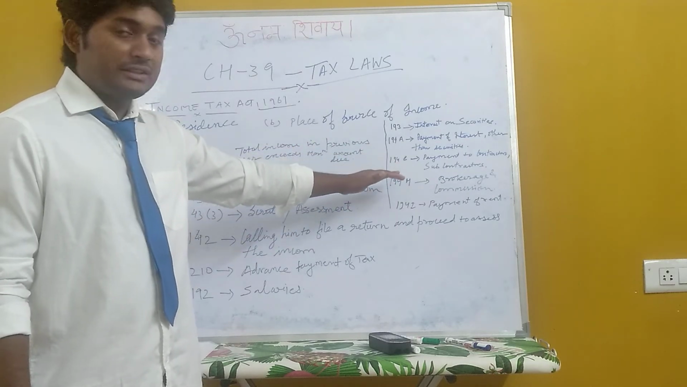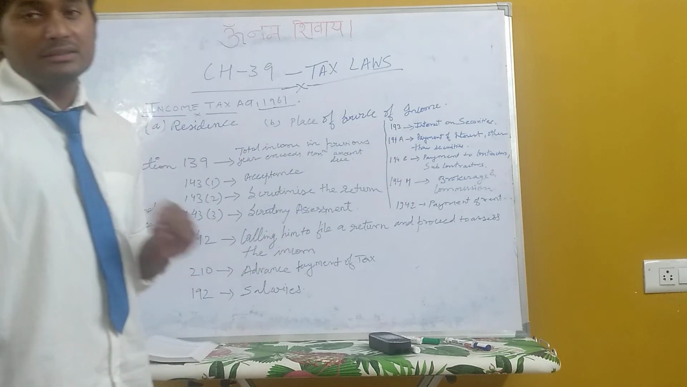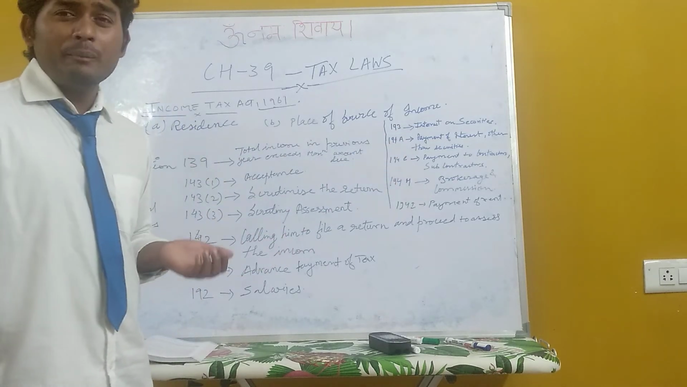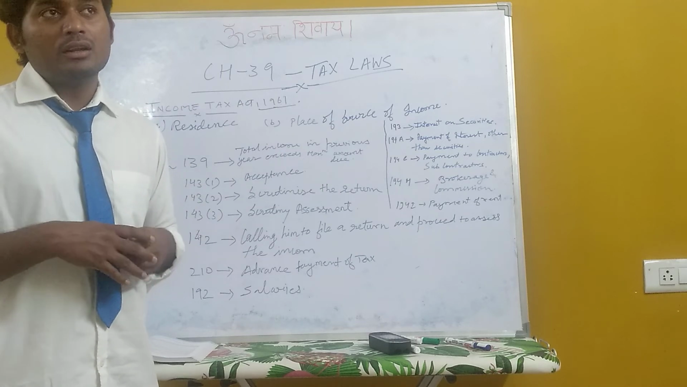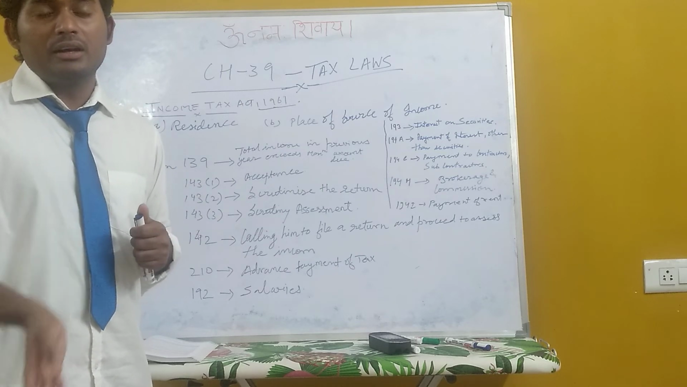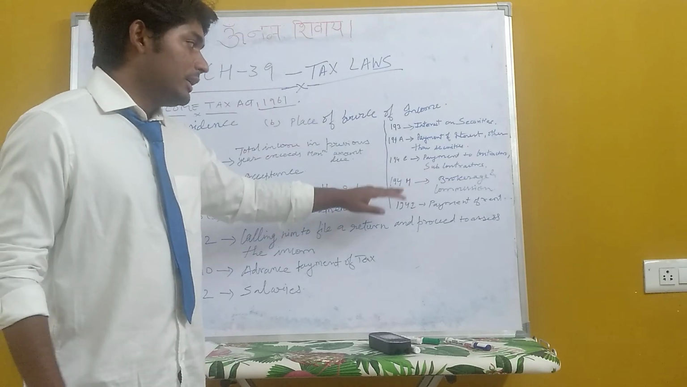Now the next section is 194C. B is not there. C. Payment to contractors and subcontractors. Government is paying contractors. Suppose they have given a road project to L&T. Now they will be paying L&T. Then in return L&T will be paying subcontractors. So those things will come under 194C.